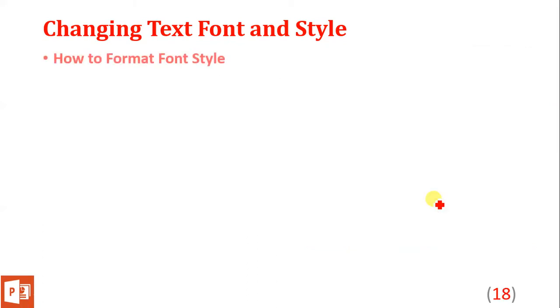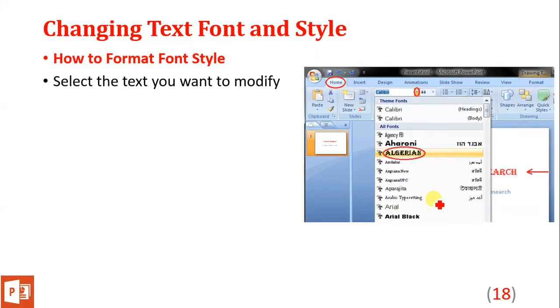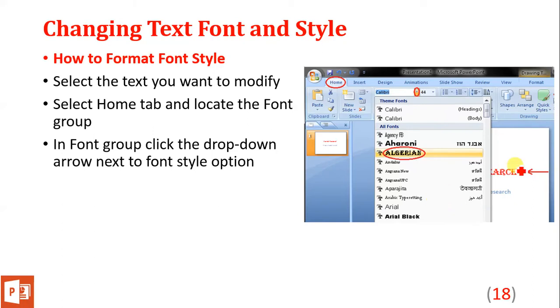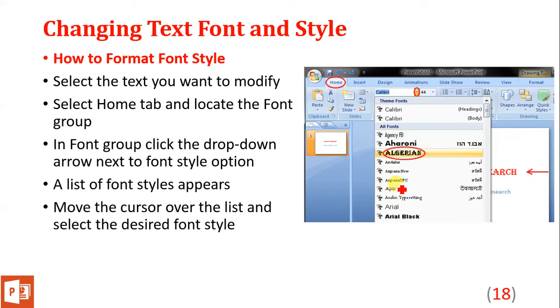Now, in this, how to format the font style. In the same way, you have to select the text you want to modify, select the Home tab, and then locate the Font group. In the Font group, you will see different fonts. Click the drop-down arrow next to the font style option, as you can see here. A list of the font styles appears. Move the cursor over the list and select the desired font style.